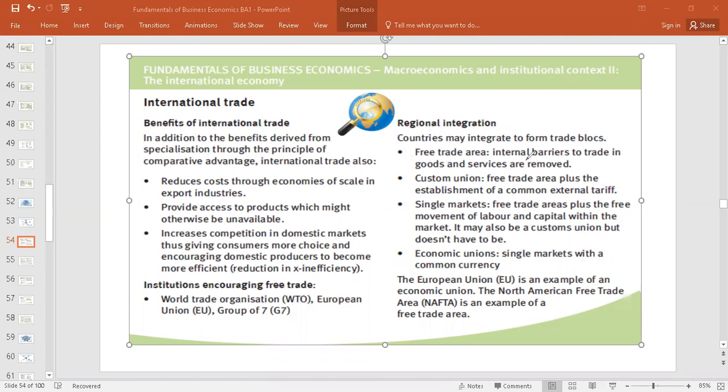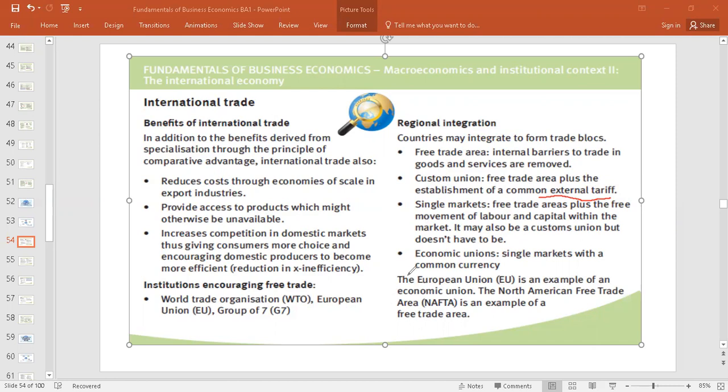Okay. Then comes customs union. Customs union talks about a free trade area plus the establishment of a common external tariff. So this plus this. Single markets are free trade areas plus the free movement of labor and capital within the market. It may also be a customs union, but doesn't have to be. But what is a customs union? There are no internal barriers is one thing, plus the establishment of a common external tariff. There are 2 points here. See, a single market could be a customs union or need not be.